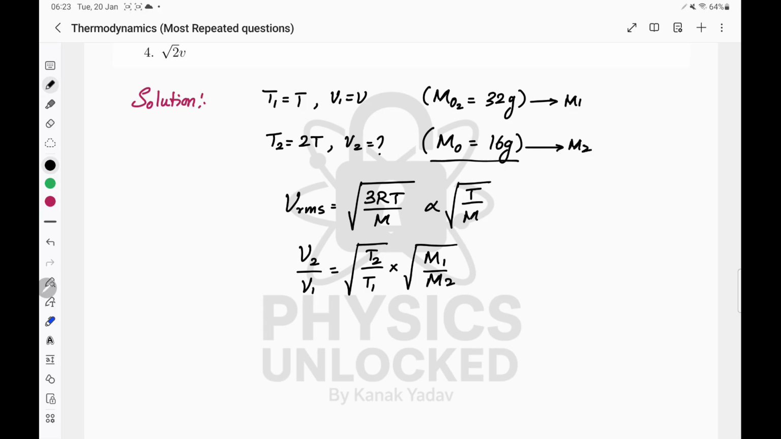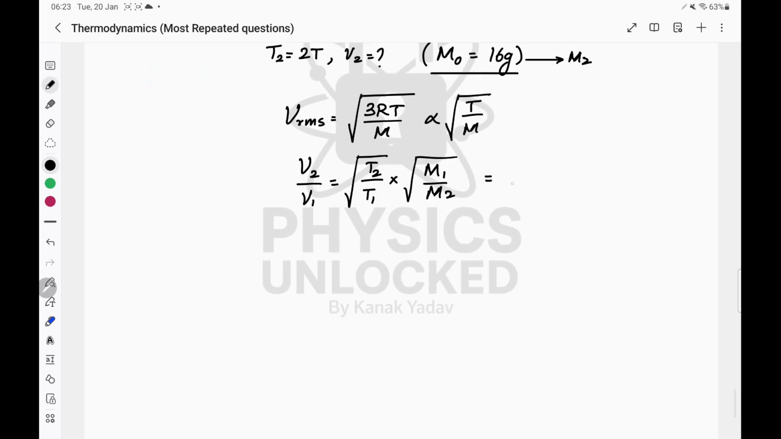So whenever molecules dissociate into atom, that causes a change in the number of moles and the gram atomic or molecular mass. In this case, in VRMS, we have nothing to do with the number of moles. It is independent of number of moles, but it does depend on the atomic or molecular mass. So now we do the calculation.